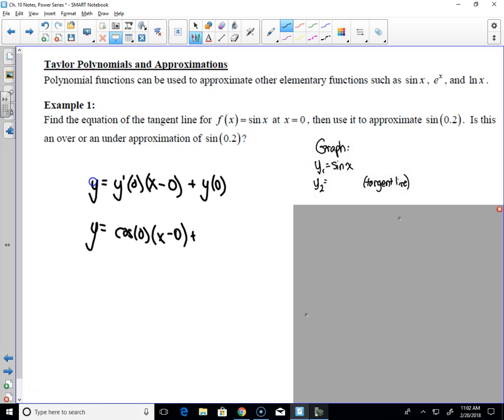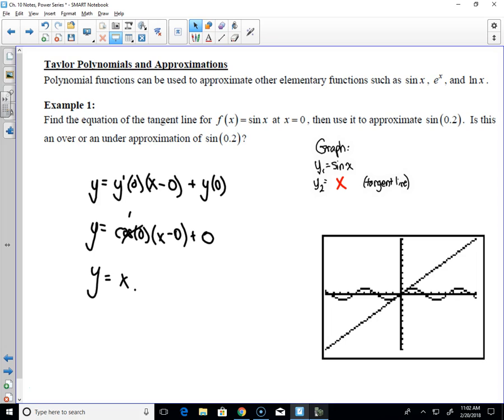and then what is sine of 0? So I get y equals... So my tangent line. Remember, for slope you have to plug into the derivative also. It's not cosine of x, it's cosine of 0. Cosine of x at 0.